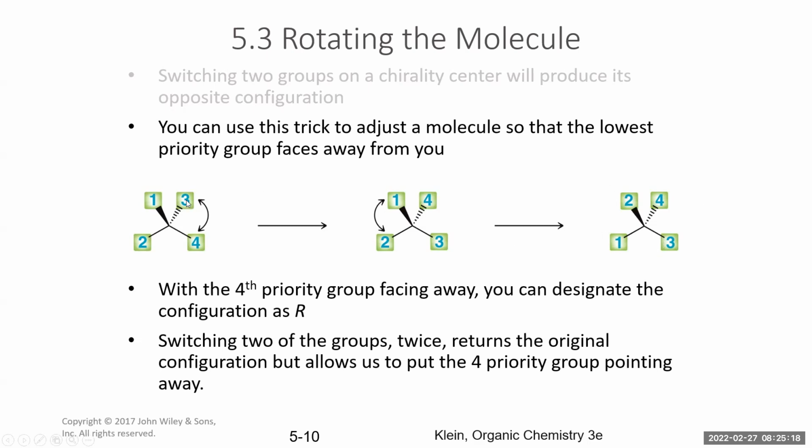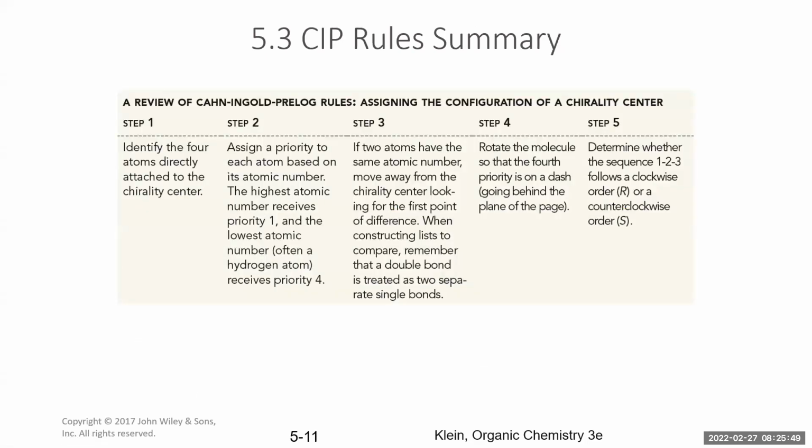Because we did some very important switches. We switched the fourth priority back to the back where we want it. And then we also switched 1 and 2 so that whatever configuration this is will be identical to the first. So if I go from 1 to 2 to 3, notice that I am doing a clockwise rotation with my fourth priority group pointed back. And so this is R, which means that the original structure was also R. That's another trick. So there's lots of different tricks on how to do it if that fourth priority group is not given to you in the back where you want it to be.